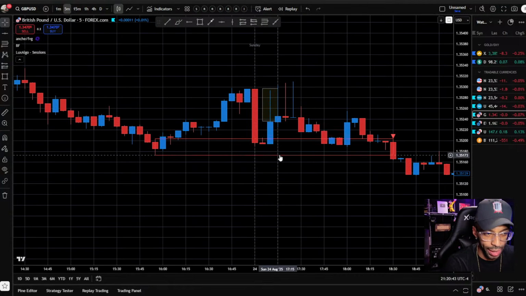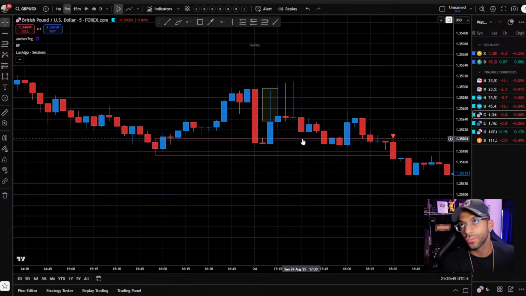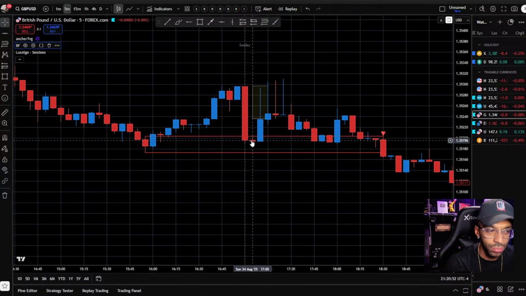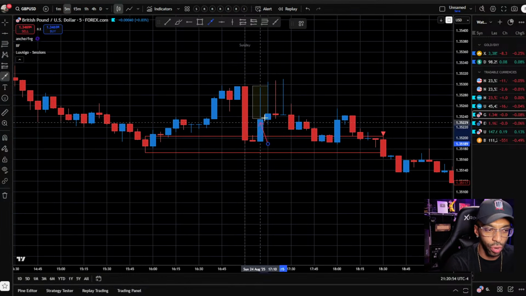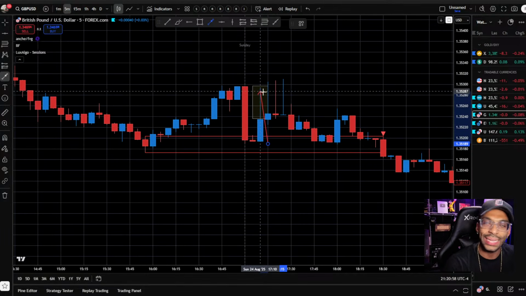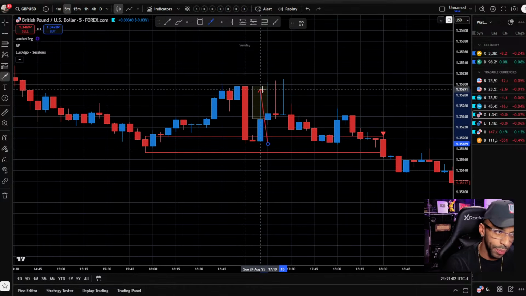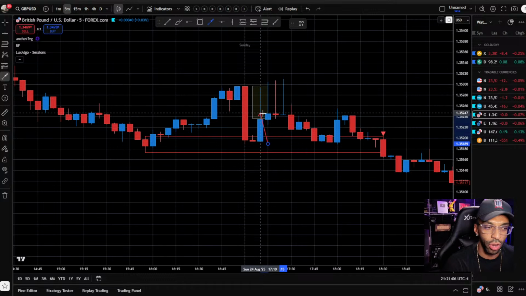So no wick on the bottom, huge wick on the top. What that shows me is that even though we did get a push to the upside, and we might be in a little bit of drawdown in this trade, the buyers are trying to take control, and they can't really do that. Buyers were able to push the price all the way up here, but they couldn't sustain it, which is why the market came back down and ended up closing here.